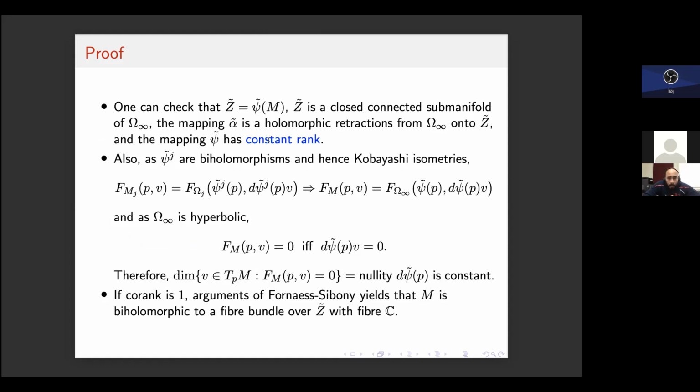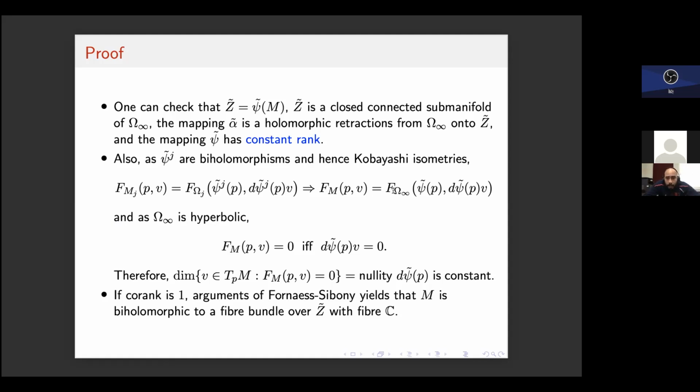Now, C tilde Z's are biholomorphisms, right? So in other words, Kobayashi isometries. So we have the Kobayashi metric of M_z is the same as the Kobayashi metric of Omega_z under these C_z tilde maps. But Kobayashi pseudometrics are stable under scaling. So this gives us that the Kobayashi metric of M is equal to the Kobayashi metric of Omega infinity under C tilde. So C tilde actually preserves the Kobayashi pseudometric.